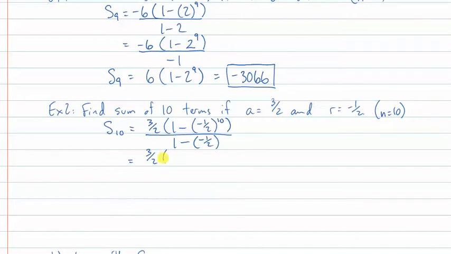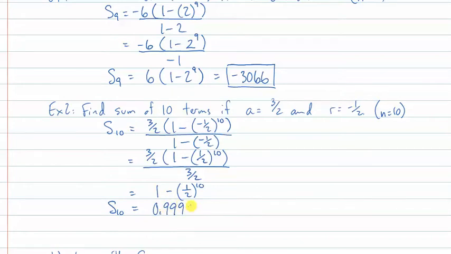I have 3 halves, 1. Now a negative number raised to a positive exponent is going to be equivalent to a positive number, so I can remove that negative. The denominator, subtracting a negative, is like adding. 1 and 1 half is 3 halves. Notice how I have the common factor of 3 halves. So this is going to be 1 minus 1/2 exponent 10. And again, we're going to use a calculator to find out what that is. And I get decimal 0.99902 rounded off after several decimal places.